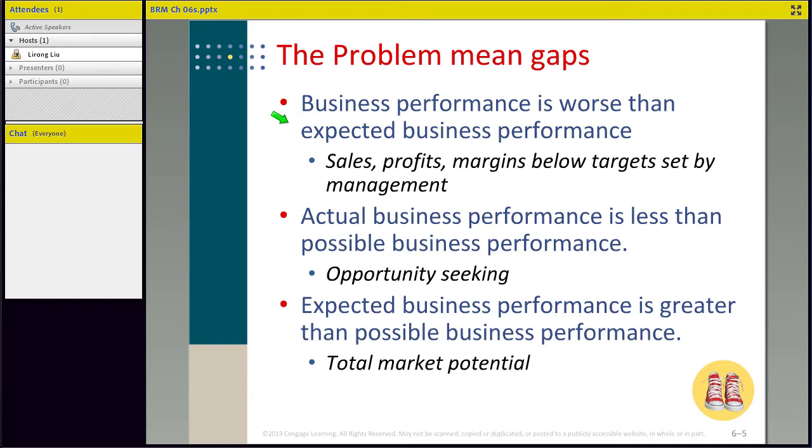Now, the second one is actual business performance is less than possible business performance. So actually, this is the situation where the management or a company is seeking new opportunities, right?